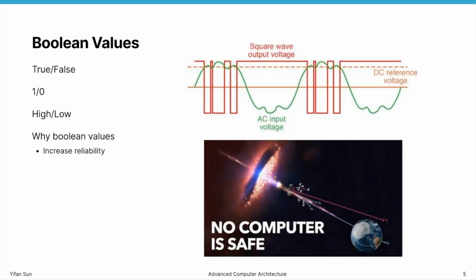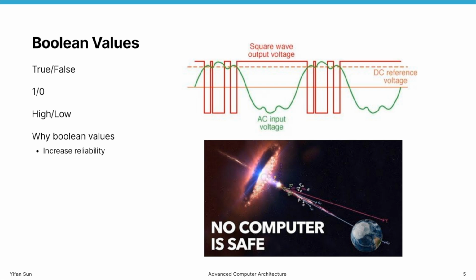Starting with Boolean logic, what is Boolean logic? You probably write code with true and false, right? Or in circuits, we just call it 0 and 1. True or false, 0 or 1 are logic values. High and low are voltages. We typically use high voltage to represent 1 and low voltage to represent 0. The reason we use Boolean values is that we want to increase reliability.